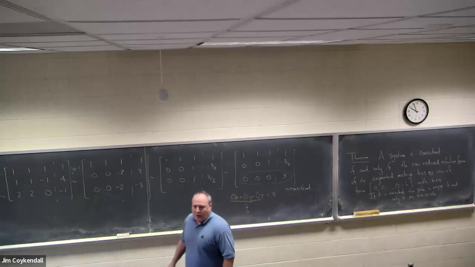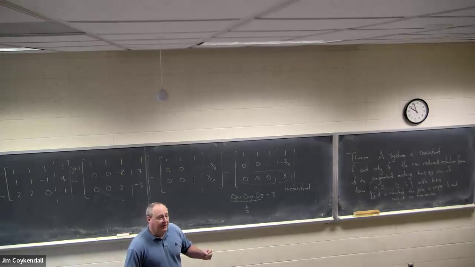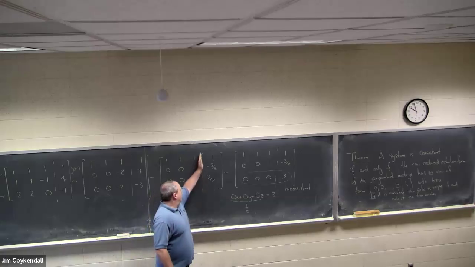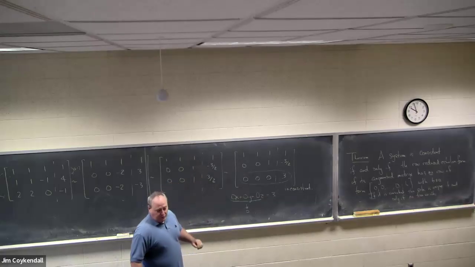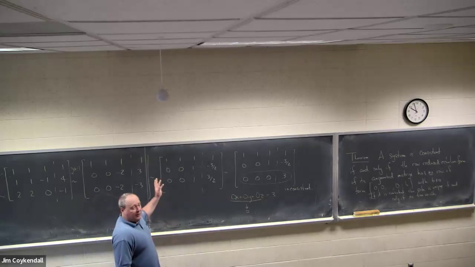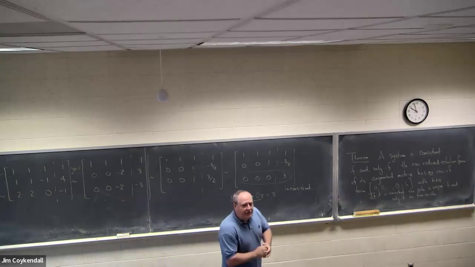If you don't get a row like this, then it either has free variables or it doesn't. If there are no free variables, that is, if every one of the columns on this side is a pivot column, then there's a unique solution. There's one and only one solution. On the other hand, if there's at least one free variable, then there are infinitely many solutions. And we've shown how to parameterize. Any questions on that?